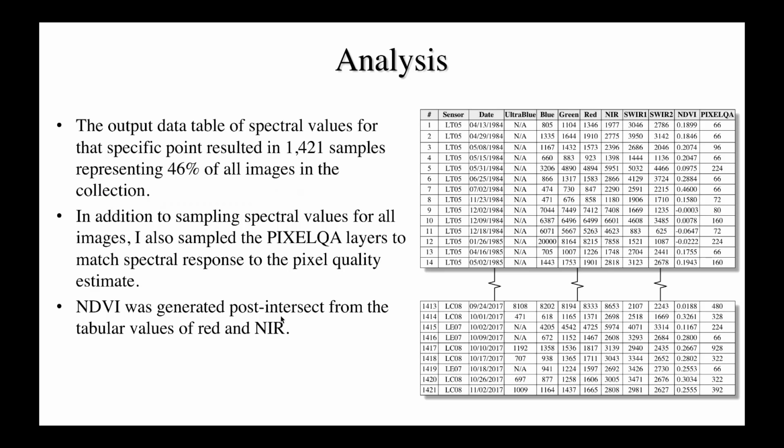In this case, I have the individual spectral bands. The ultra blue is not applicable for Landsat 5, but for Landsat 8, of course, I have spectral values down there, and then I have the spectral values for each one of the other bands, and I have the pixel quality layer.